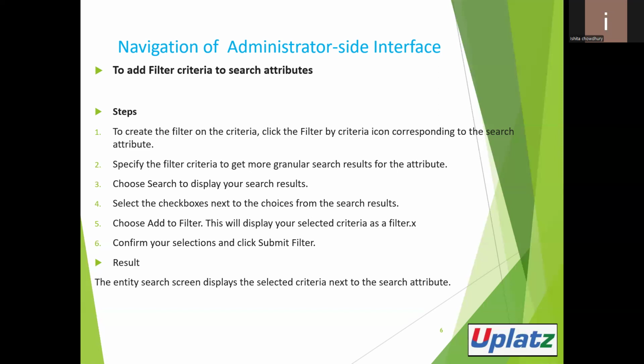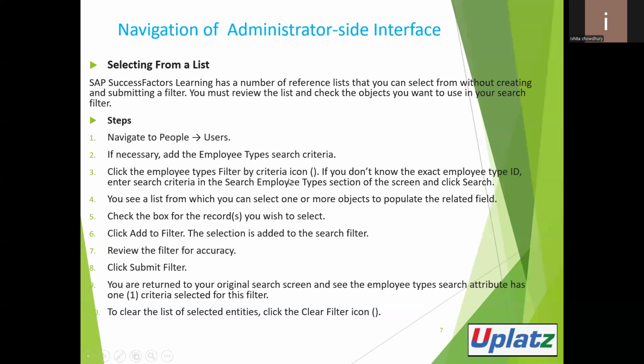All right. So we need to select the checkboxes next to the choices from the search results. Then choose add to filter. This will display the selected criteria as a filter option. Confirm your selections and click submit filter. The entity search screen displays the selected criteria next to the search attribute. Now let's move to the next slide.